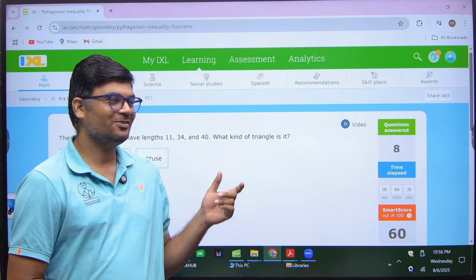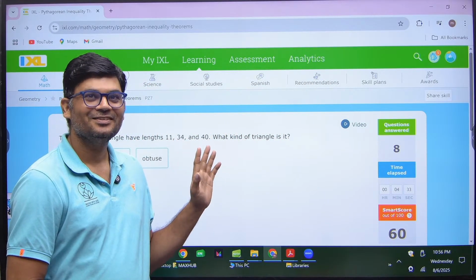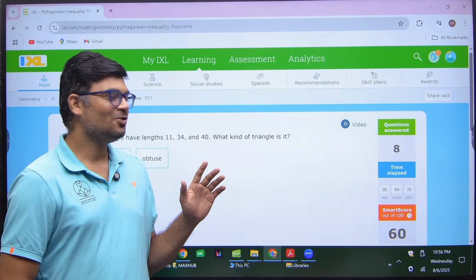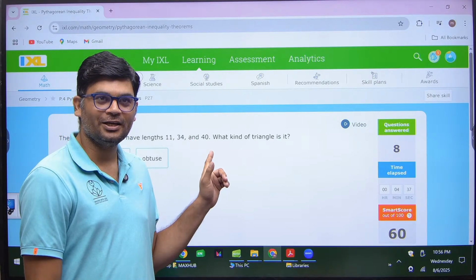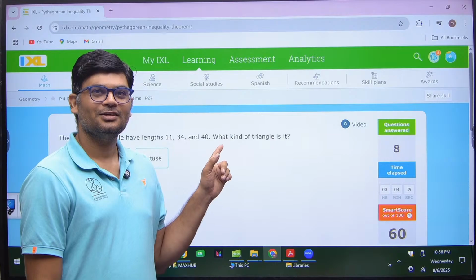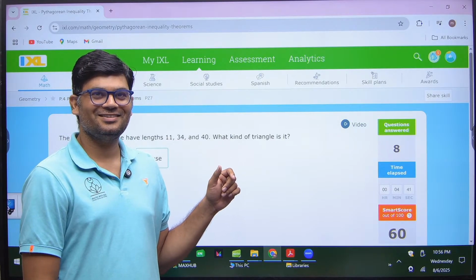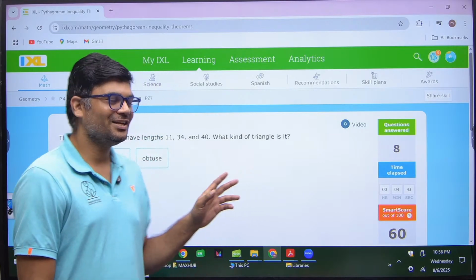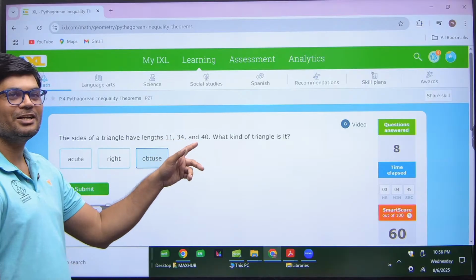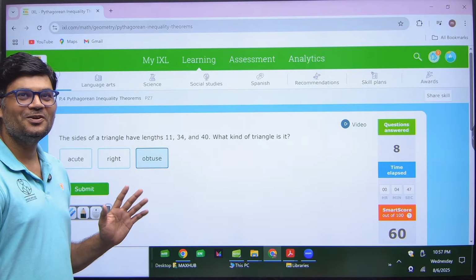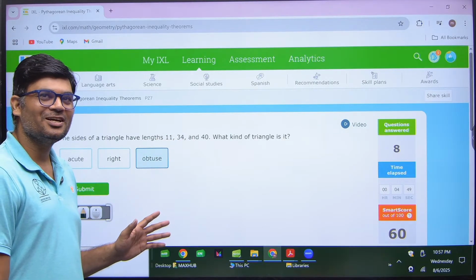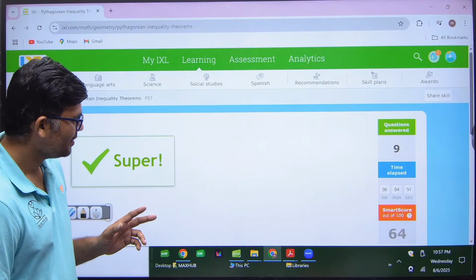Don't check with 40. Check with 20. So 20 squared is 400, and 400 is greater than that sum. Yes, it is obtuse, but don't check with 40. Check with 20, then it will also come out obtuse only.